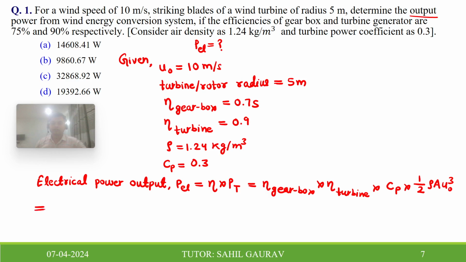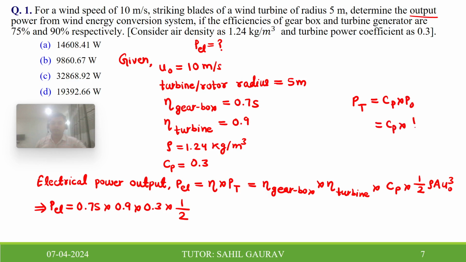Now we just put in all these values, because all the values are given. So electrical power output will be: gearbox efficiency is 0.75, and turbine efficiency 0.9, and then the power coefficient is given as 0.3, and then P naught is half of rho A U naught cube. I just want you to remember that PT is equal to CP into P naught, and P naught we know is half of rho A U naught cube.